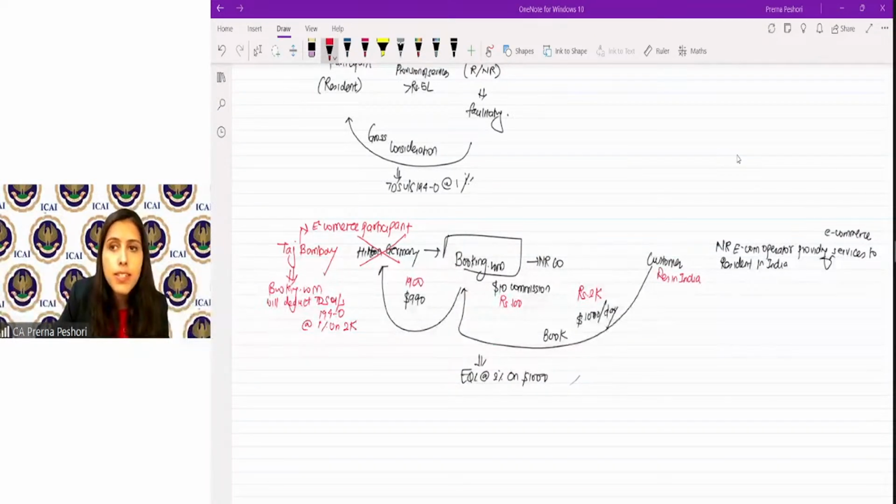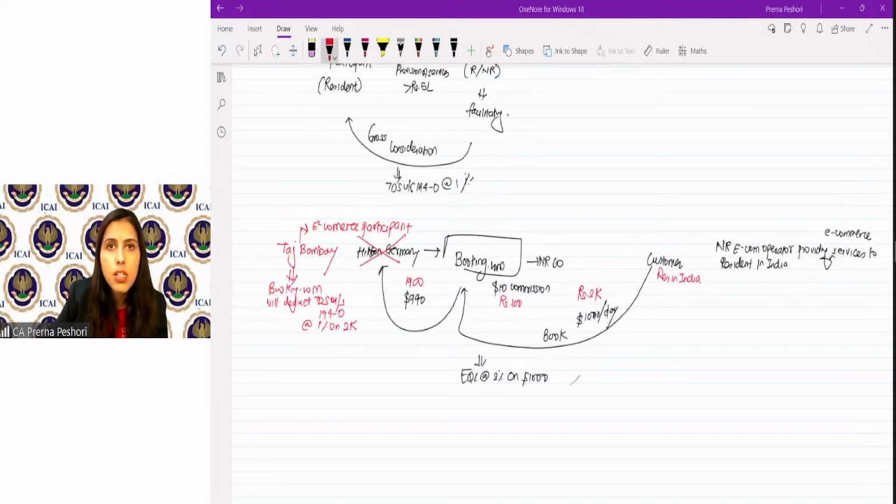Are we clear? Do you understand the difference between equalization levy, when it is applicable, and TDS under 194O, when it is applicable? Yes or no, students? Any question? Okay. Shall we start a new topic then? Yes, students, faster. Any questions? Any doubt?